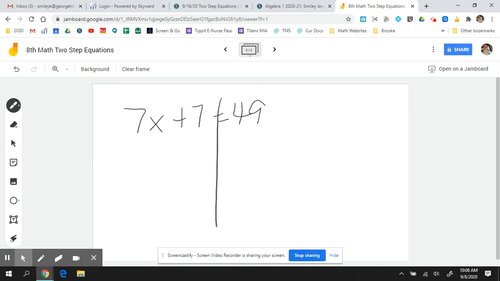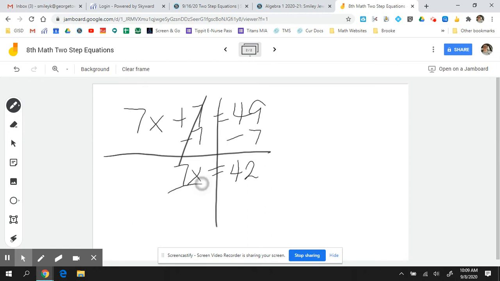All right, welcome back. So we're going to minus 7 from both sides. Hopefully you subtracted from both sides. Those cancel. You are left with 7x equals 42. Now again, hopefully you saw that was multiplication, so the opposite is to divide. You can always use a calculator if you need to. 42 divided by 7 would give you 6.